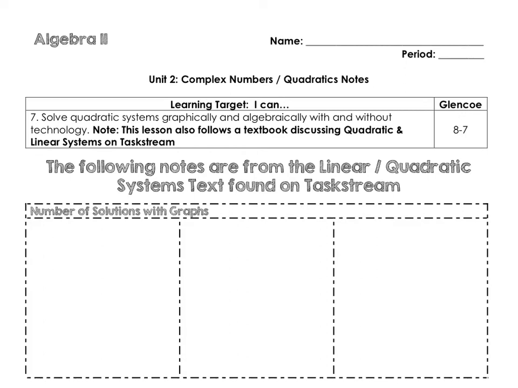All right, these are your notes on quadratic systems, solving them algebraically as well as graphically. It's going to stray from the beaten path, and it's actually going to follow some text from both Glencoe as well as one that's not Glencoe. So the examples I'm about to do are in a different textbook found in the Unit 2 tab on Task Stream.